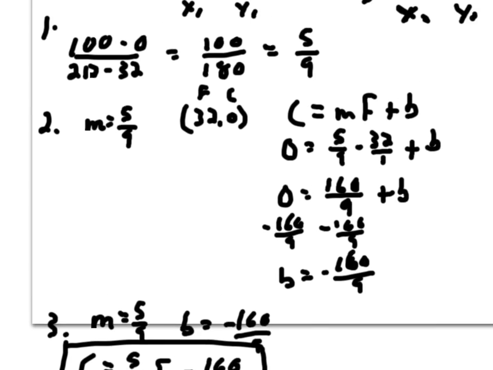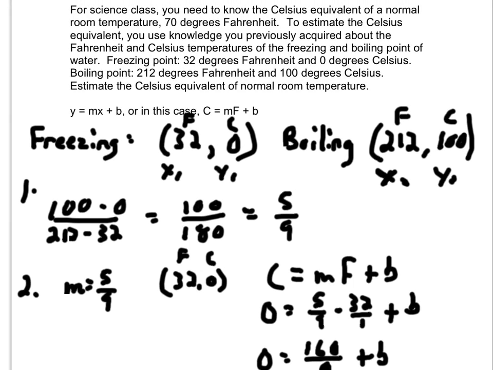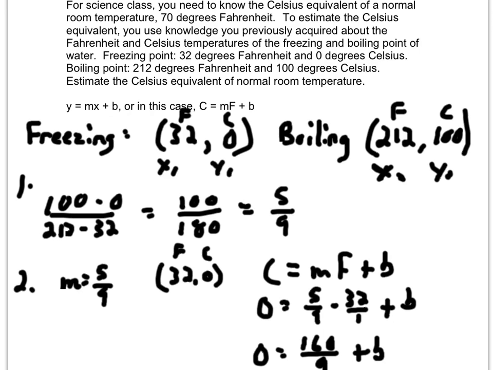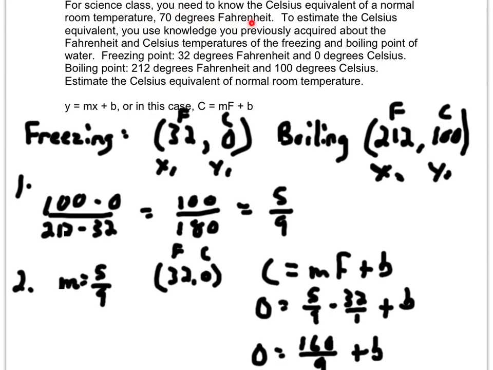Then the question asks you to estimate the Celsius equivalent of normal room temperature. Well, they tell you up here that normal room temperature is 70 degrees. Alright, so I want you to go ahead and figure that out, and I will be checking for that answer before I check off your notes.